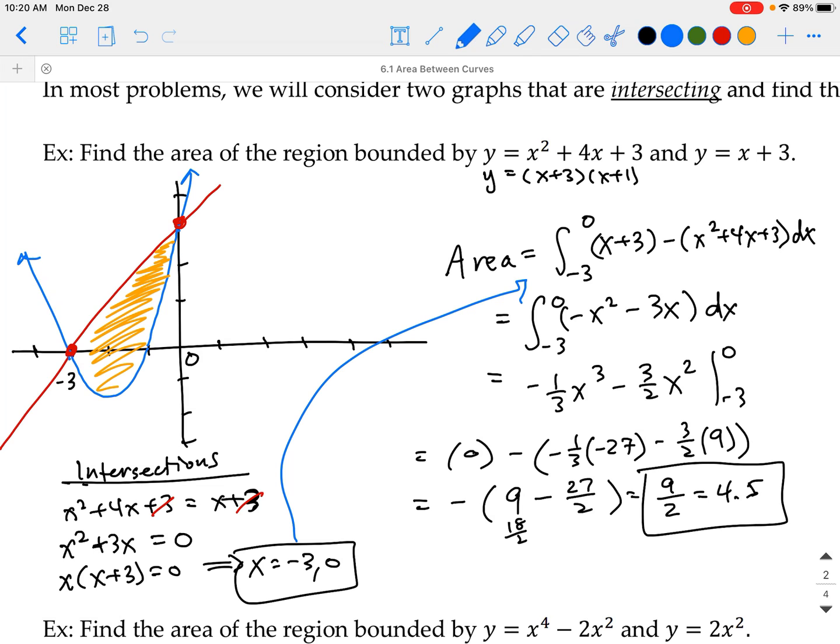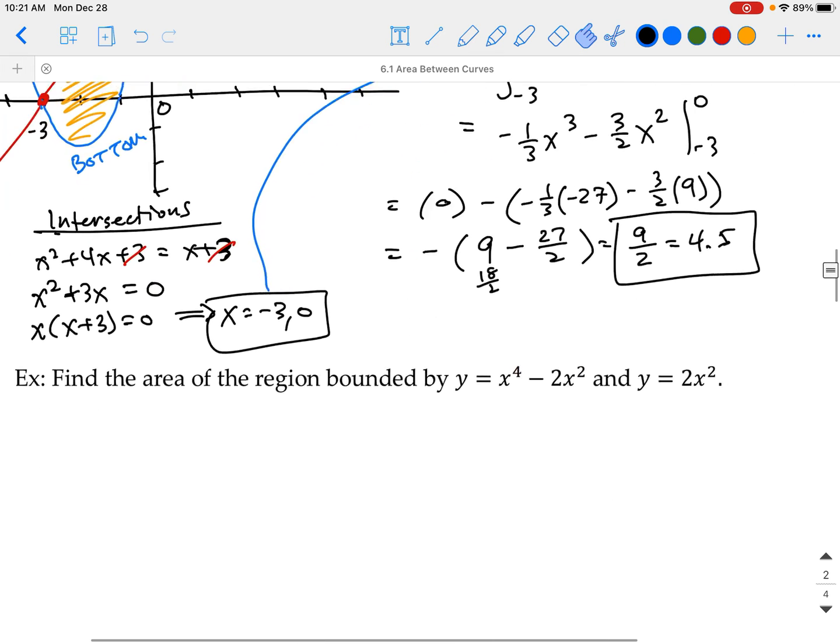Graphing, however, is going to be really, really important, though, because you still need to figure out what the top function is and what the bottom function is. So note we typically refer to this as top minus bottom. Top minus bottom for these functions of x. We're going to also look at functions of y, but we haven't quite gotten to those yet.